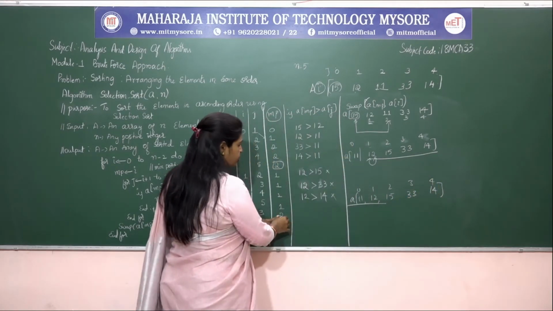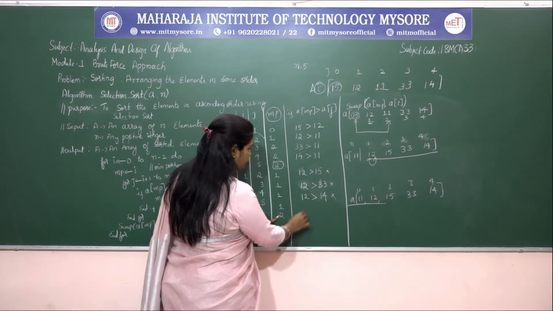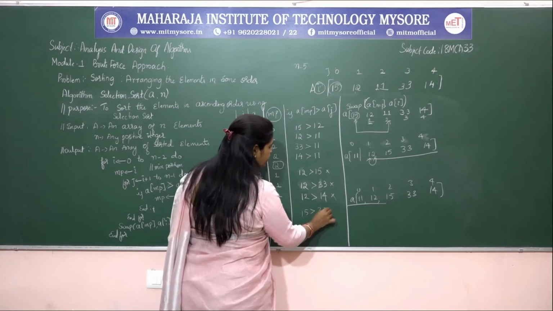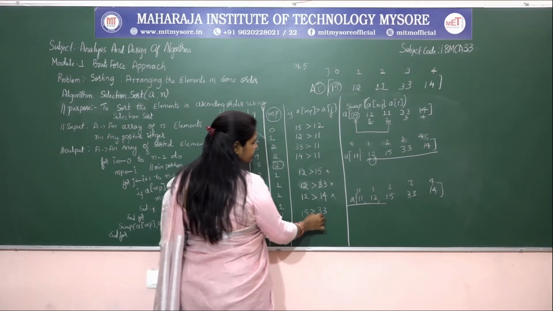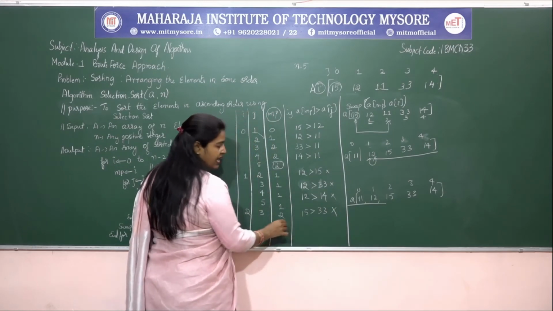So now the second position element is 15. 15 is going to compare with the third position element, that is 33. 15 is greater than 33, that is false. It will stay as it is.